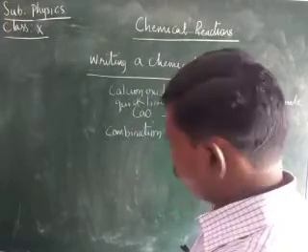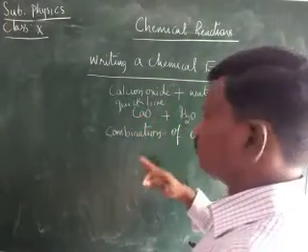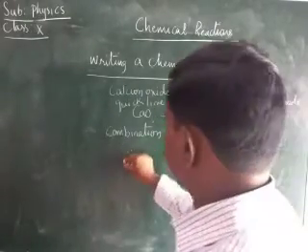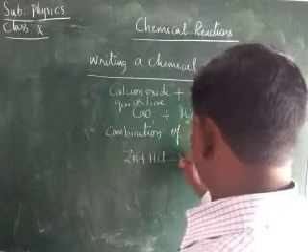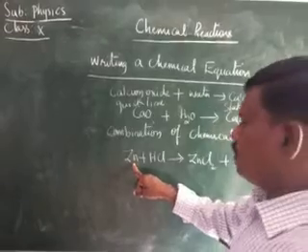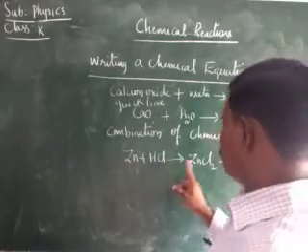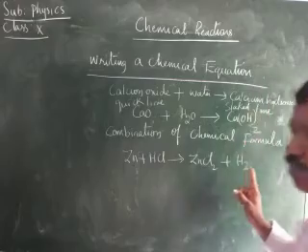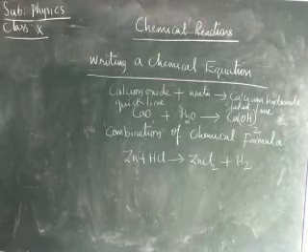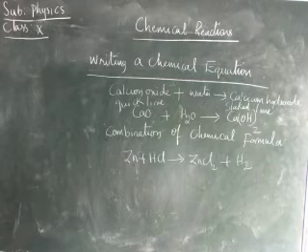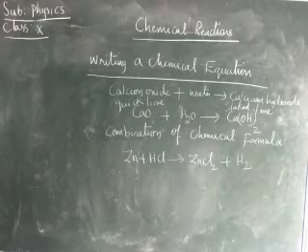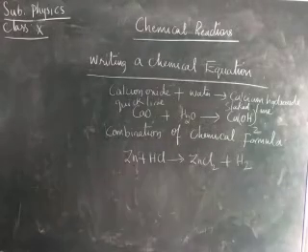Okay, and here we can write by the combination of formulae, or we can write an equation by the combination of elements also, children. In case of zinc plus HCl gives rise to ZnCl2 plus H2, here zinc is a symbol, HCl is a formula. Therefore the chemical equation is a combination of symbols and formulae.